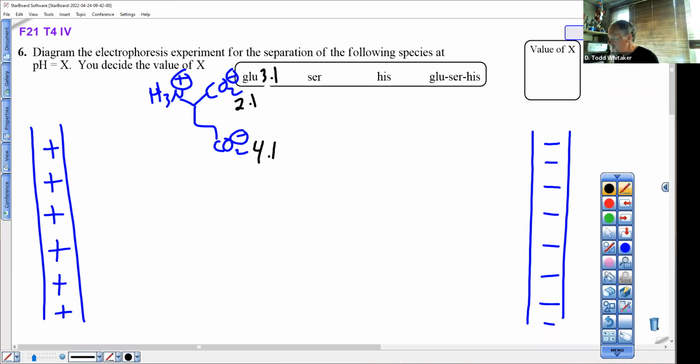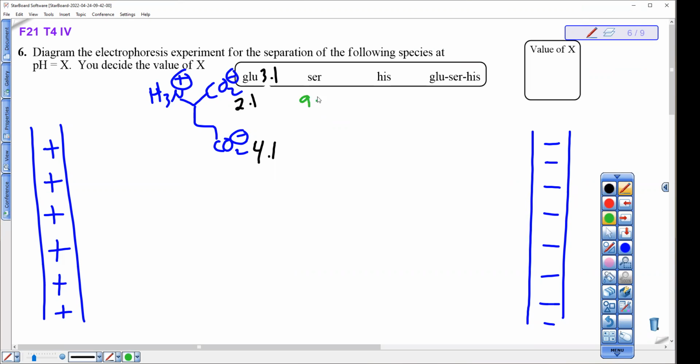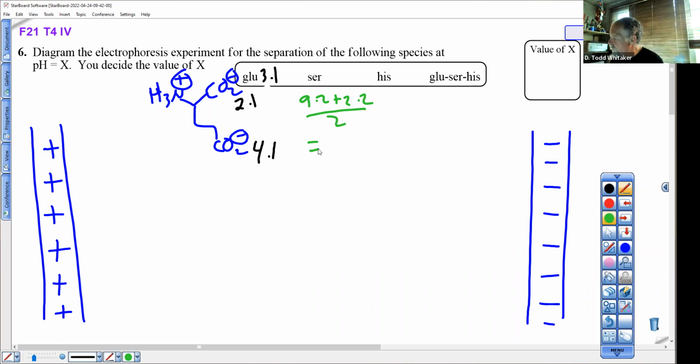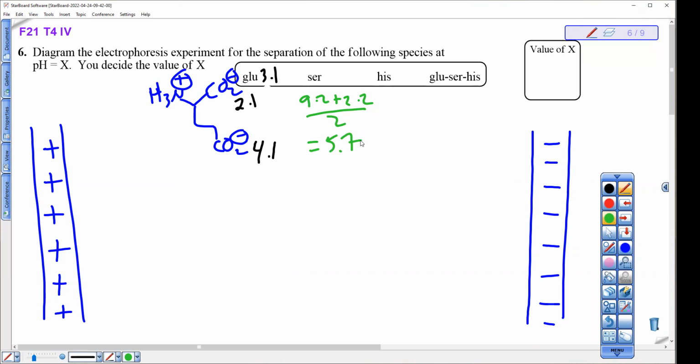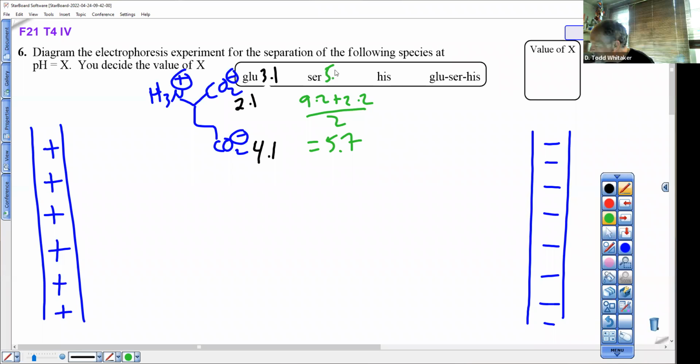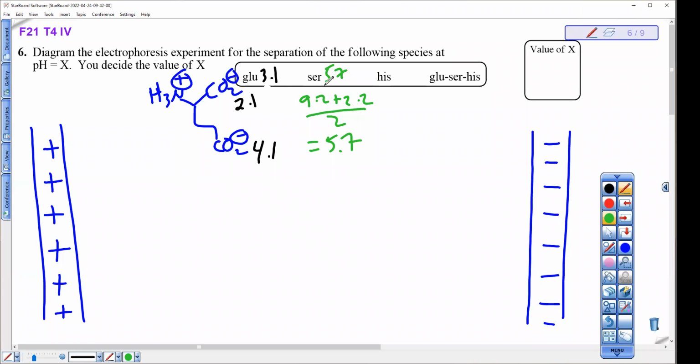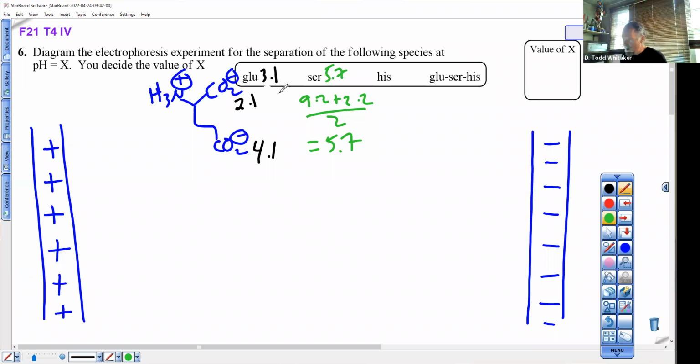Okay, I need that number. Serine, there's only two numbers for serine. This is the time I want you to just give me the two numbers. 9.2 and 2.2. 11.4 over 2 is 5.7, correct? Yeah, 11.4, yeah. My numbers are there. So right now I know that Glu is always more negative than Ser. The lower the number, the more negative the species will be, because it'll have lost more protons than the other ones. Yes.